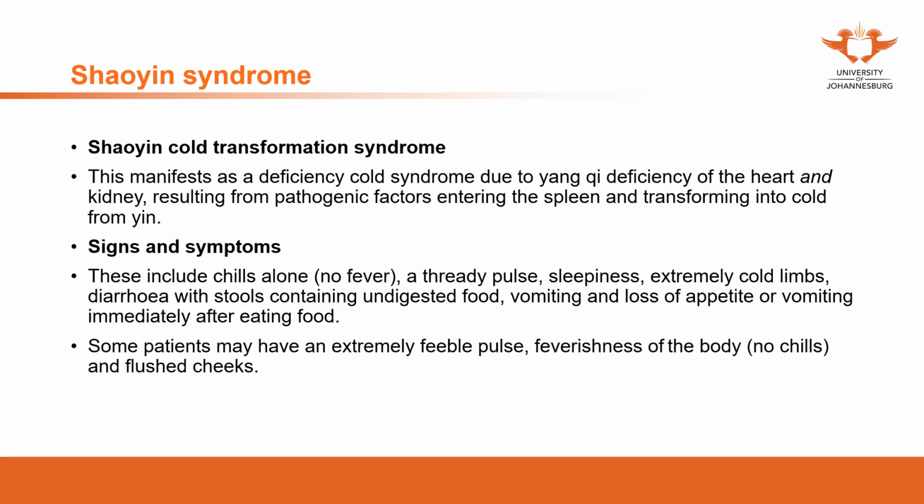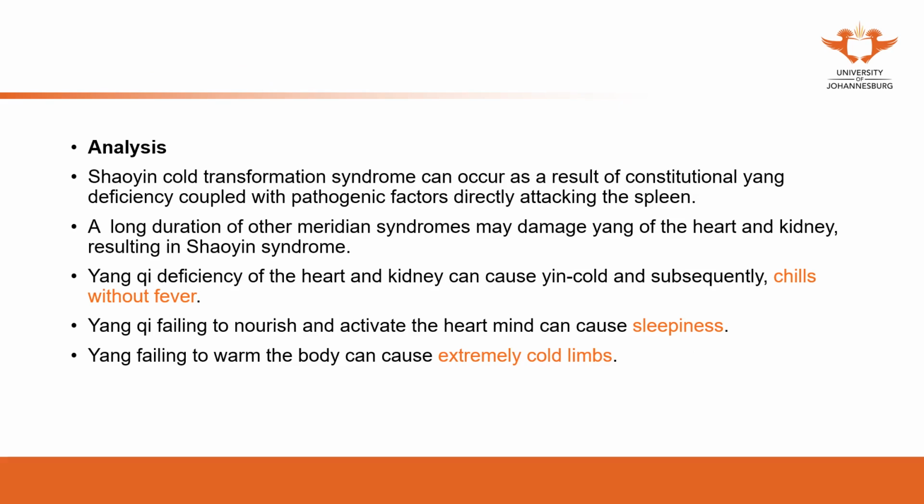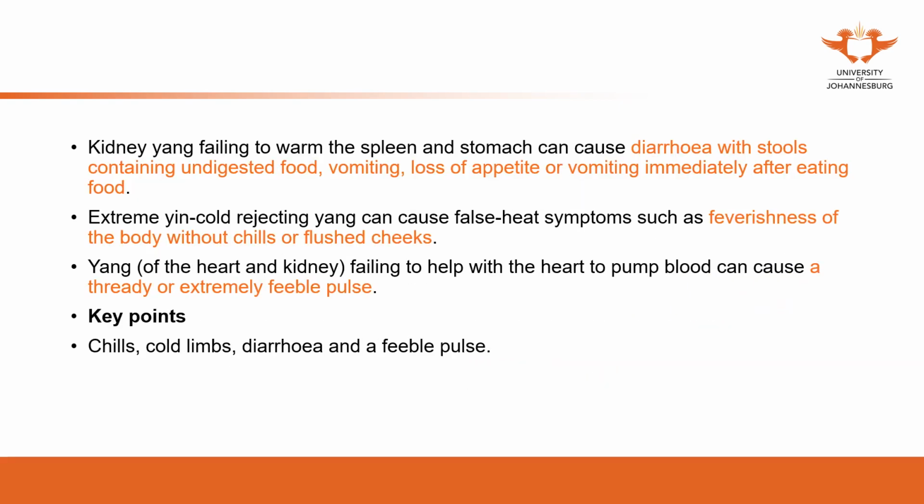The causes of Shaoyin syndrome can also be the pathogen attacking the Shaoyin directly, or from the yang syndrome, or even from the Taiyin syndrome. The Shaoyin syndrome also can develop into a cold condition or a heat condition. That's due to the body constitution. The patient will feel chills, sleepiness, extremely cold limbs. The key manifestations: chills, cold limbs, diarrhea, and very weak pulse. That's due to yang deficiency. So these are the key manifestations.